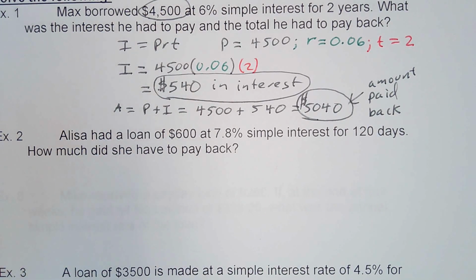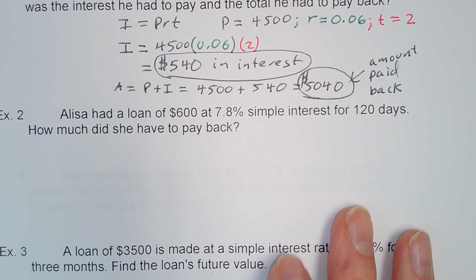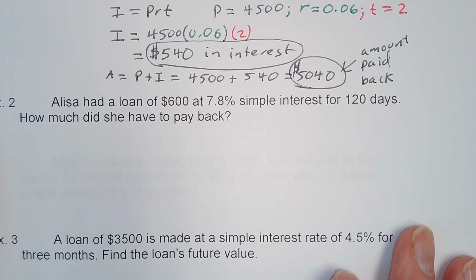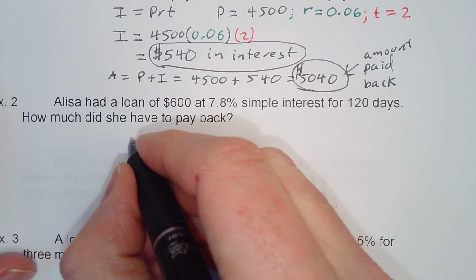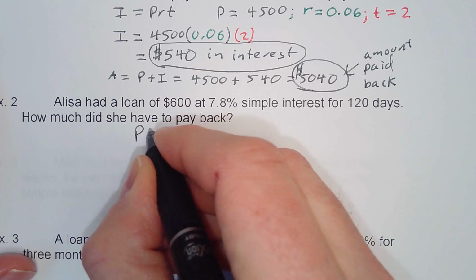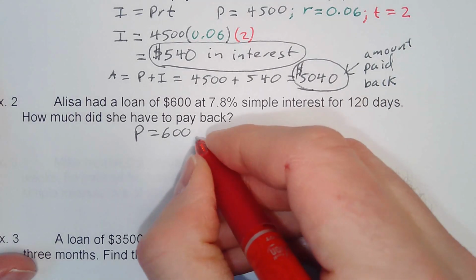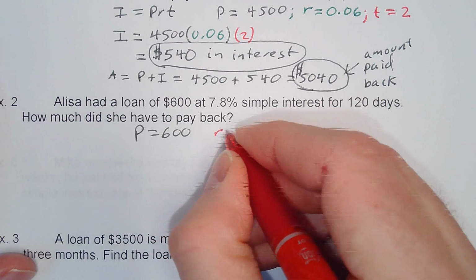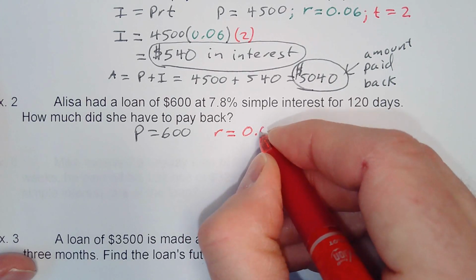All right, let's try the next one. Alicia had a loan of $600 at 7.8% simple interest for 120 days. How much did she have to pay back? So we have our P here is 600. Our R here, again, got to write that as a decimal, so it's going to be 0.078.